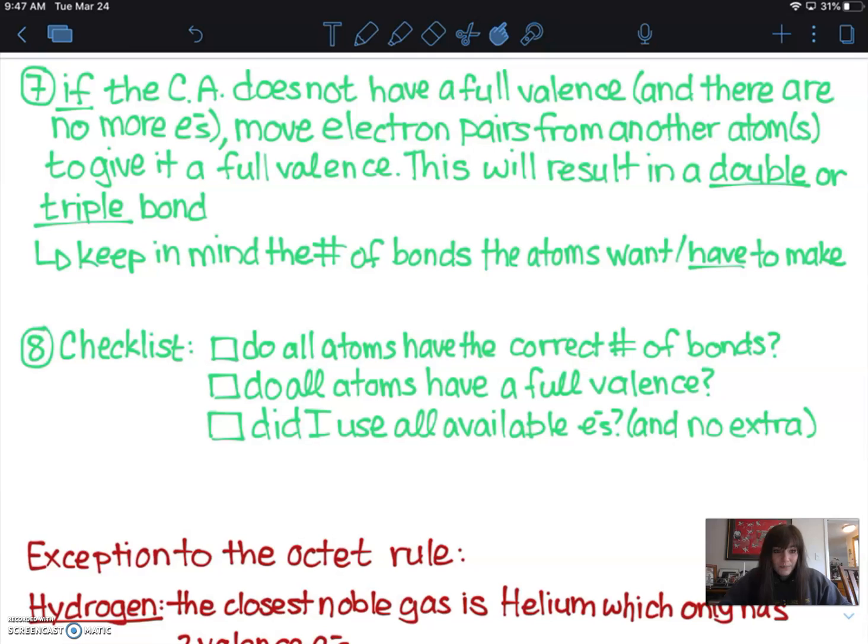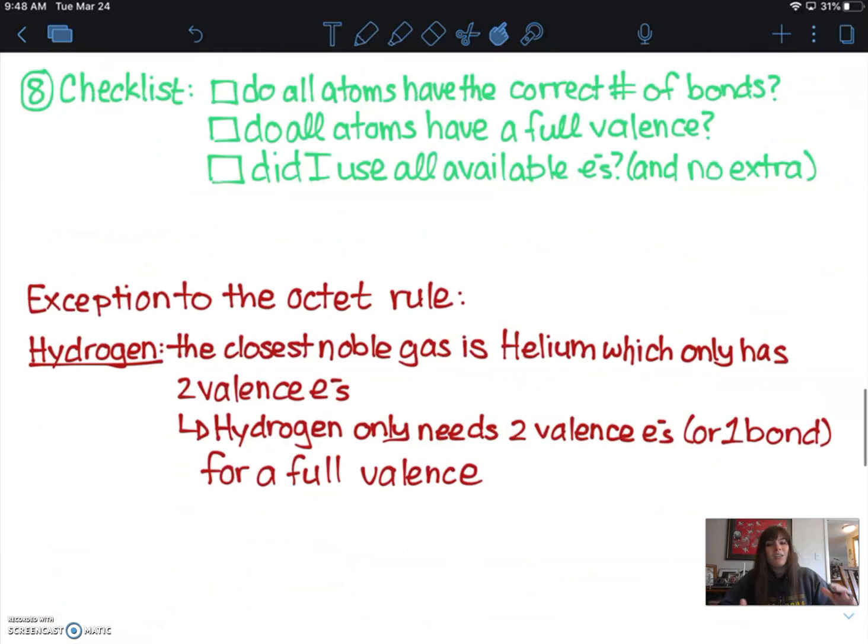The very last thing is that there are exceptions to this octet rule, right? Number of valence you can have is always 8. However, we have some times where that's not true. And that's going to be hydrogen. Hydrogen's a really big one, because we don't want a hydrogen to have 8 valence electrons, because its closest noble gas is helium, and that's only 2 valence electrons. So if we tried to give it 8, it'd be way too overwhelmed. So if you see hydrogen and it's just connected by a single bond, great, it has a full valence. You don't need to add an extra to that.